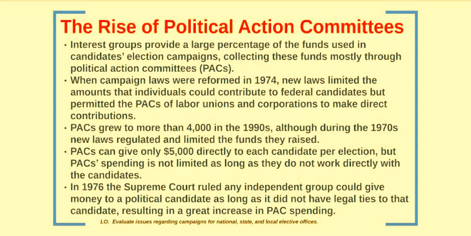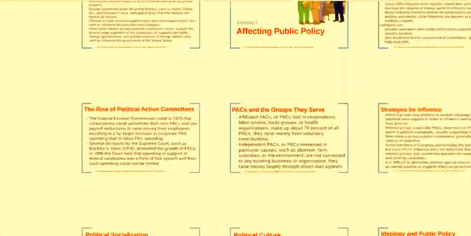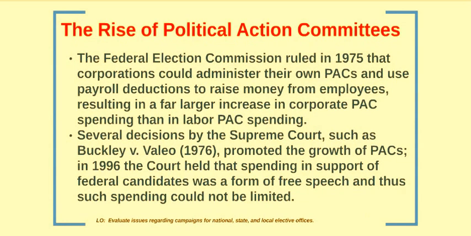In 1976, the Supreme Court ruled any independent group could give money to a political candidate as long as it did not have legal ties to that candidate, resulting in a great increase in PAC spending. The Federal Elections Commission ruled in 1975 that corporations could administer their own PACs and use payroll deductions to raise money from employees, resulting in a far larger increase in corporate PAC spending than in labor PAC spending.